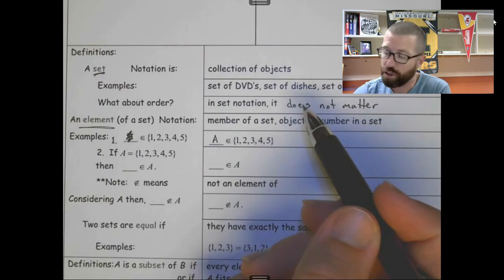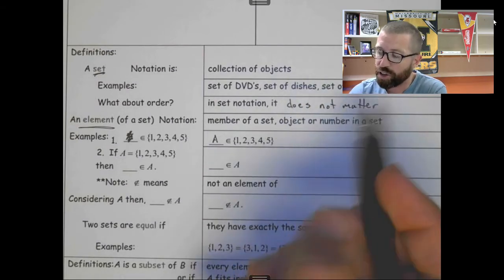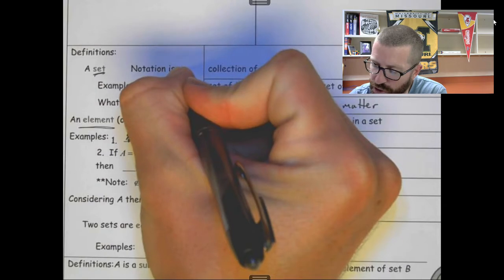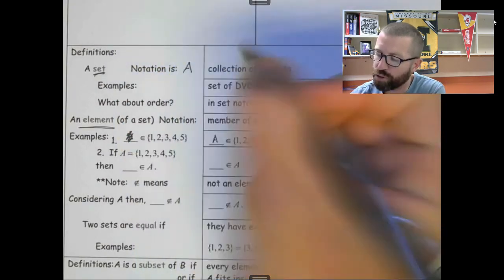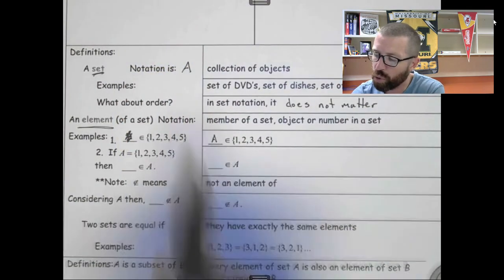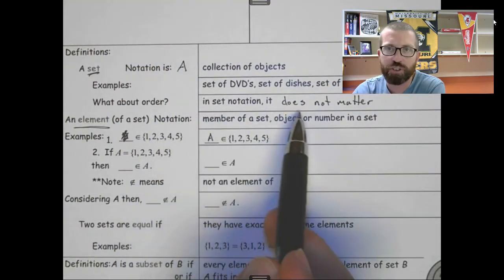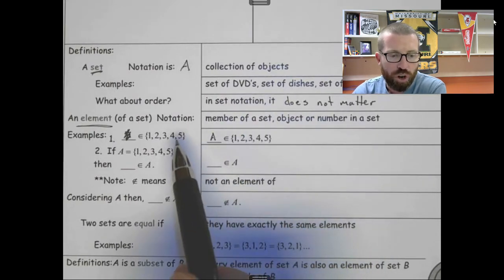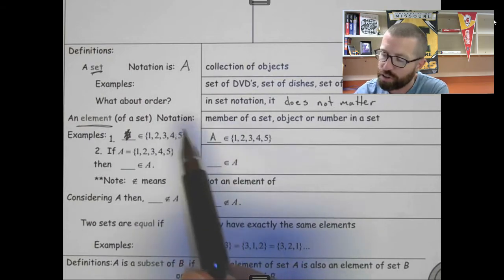Showing my age a little bit on the DVDs. Set of dishes, set of numbers. All these things. For the notation, we just use a capital letter, so we could say set A. In set notation, order does not matter. We call each object in the set an element.